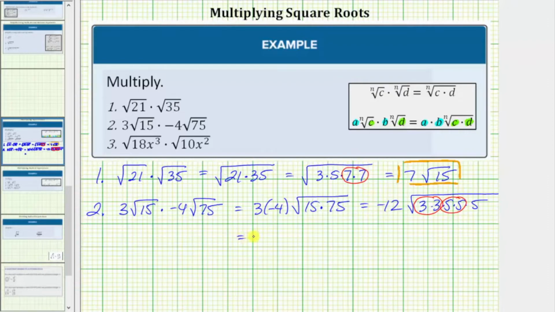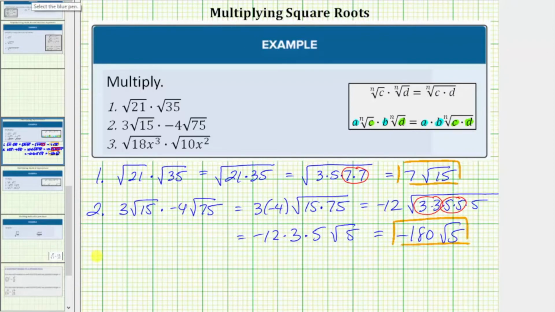Simplifying, we have negative 12 times the square root of 3 times 3, or the square root of 3 squared, is 1 factor of 3, times the square root of 5 times 5, or the square root of 5 squared, is equal to 1 factor of 5, and we still have square root of 5. Negative 12 times 3 times 5 is equal to negative 180. This simplifies to negative 180 square root of 5.